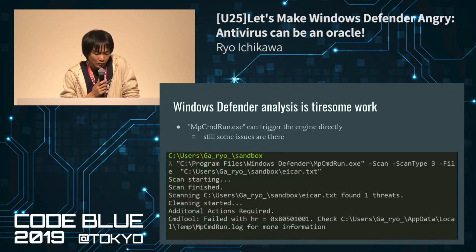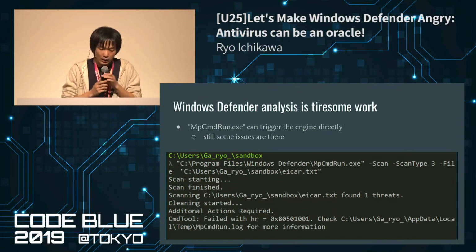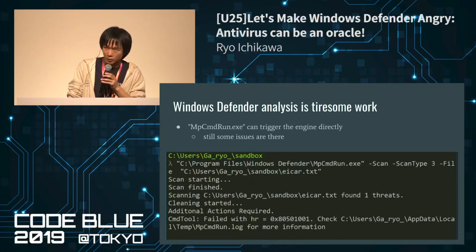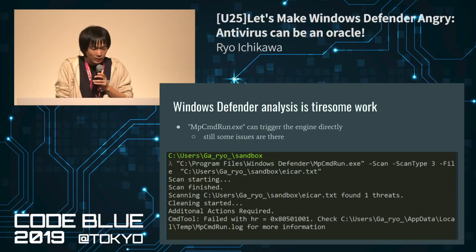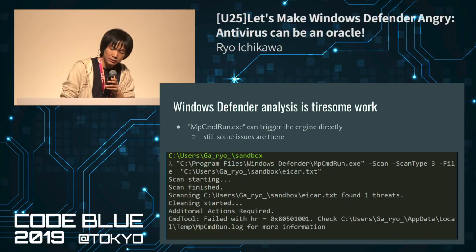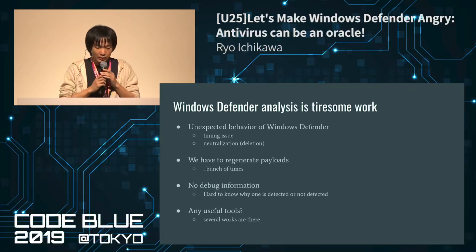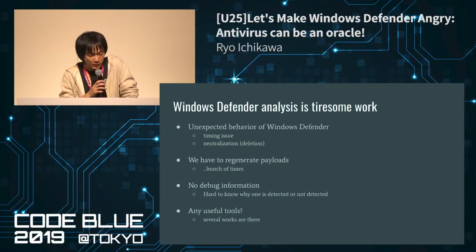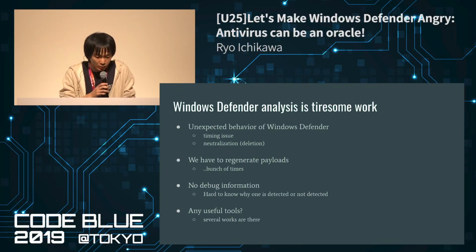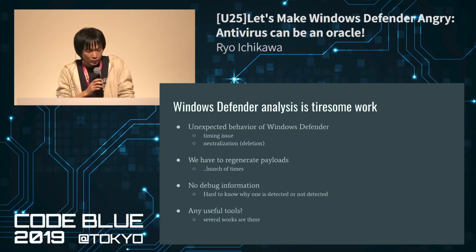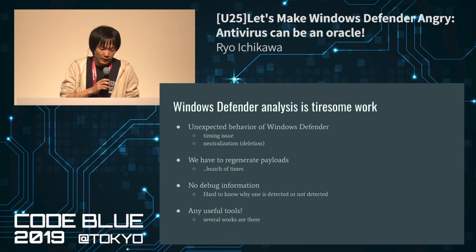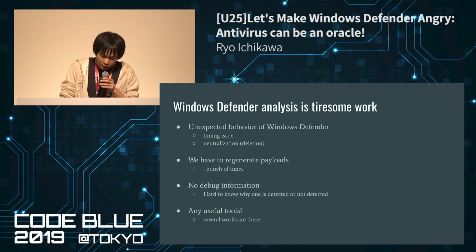So this is one solution: running mpcmdrun.exe directly. It triggers the antivirus engine directly, but there are still some issues. There is unexpected behavior of Windows Defender, like timing issues and neutralization, and we have to regenerate payloads a bunch of times. Of course, there is no debug information, so it's really hard to know why something is detected or not detected.